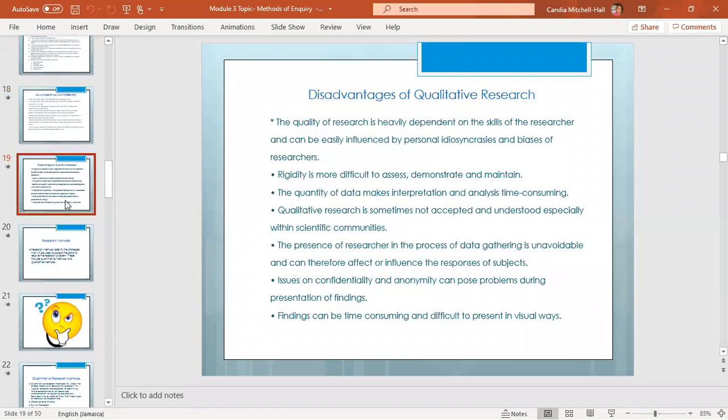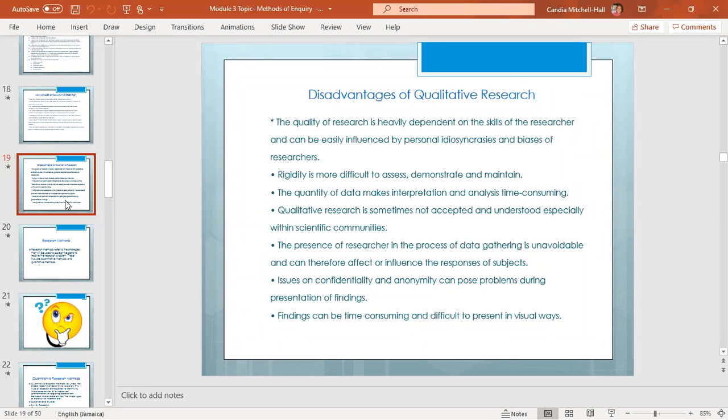Let us see some of the disadvantages of qualitative research. One, the quality of the research is heavily dependent on the skills of the researcher and can be easily influenced by the personal idiosyncrasies and biases of the researcher, right? So when you're doing your interviews, as one of the ways in which information is collected qualitatively, in the interview, you can insert your own bias into the instrument, or the question, and biases can also come out.